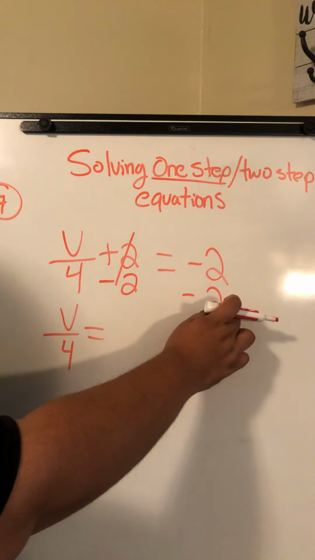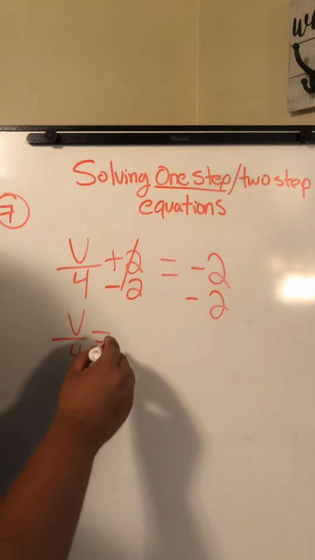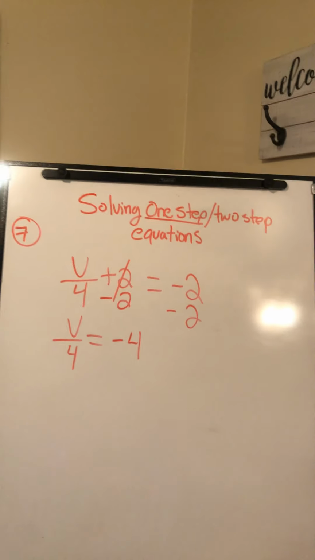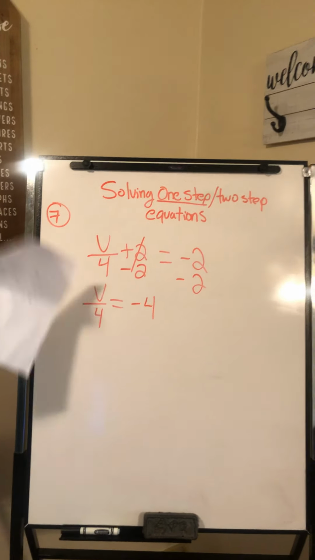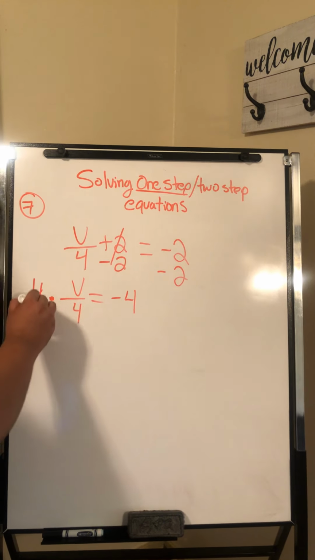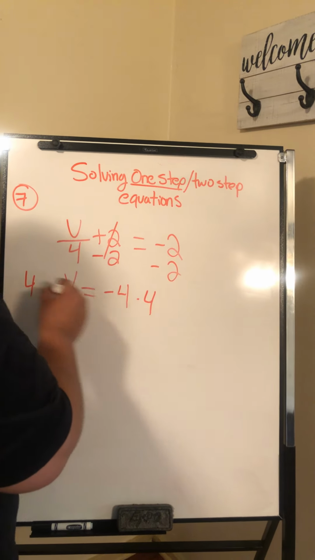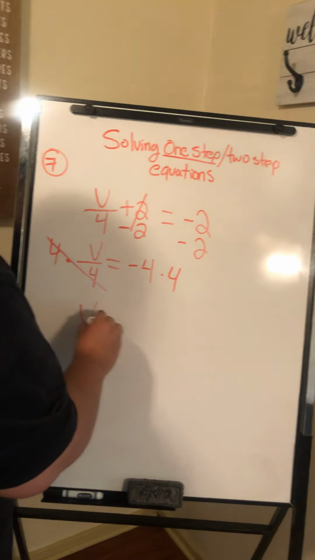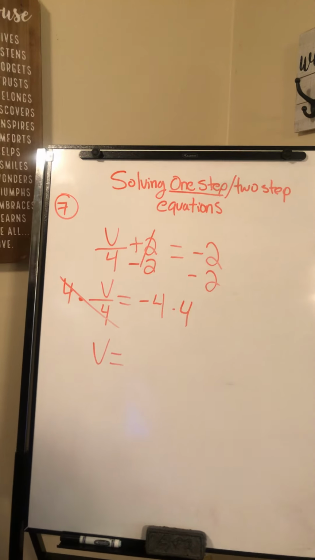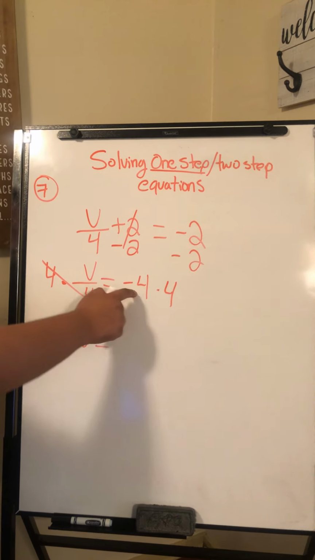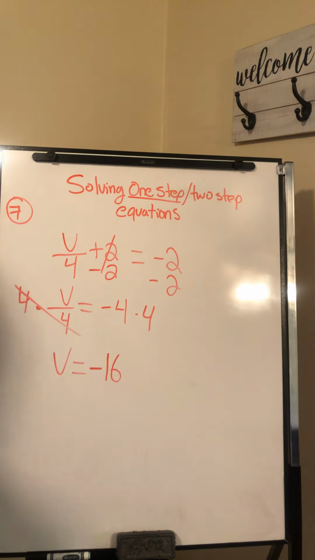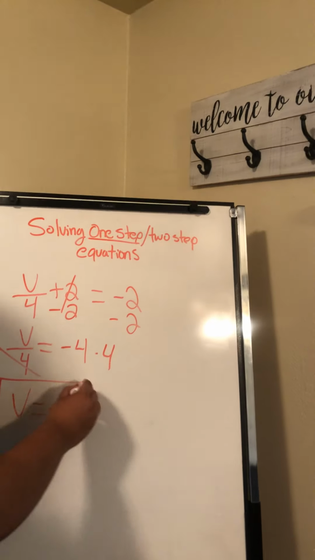V over 4 equals, you owe me $2. Let's say you owe your partner $2. How much you owe in total? You owe a total of -4. Now, how do you get rid of a division? You have to multiply by 4 to both sides. Cancels. V equals, a negative times a positive will always be a negative. So -4 times 4 should be -16. So this is my answer.